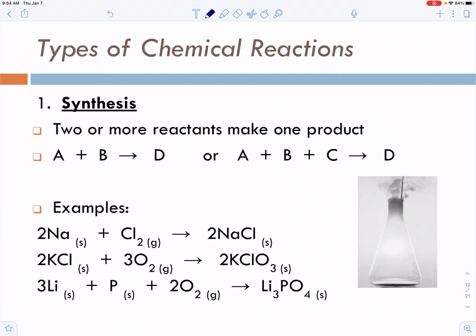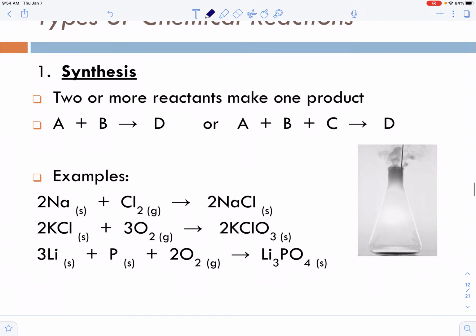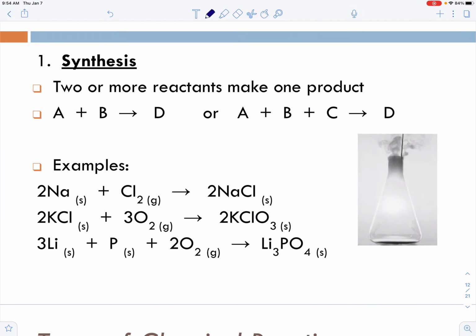These sets of notes are going to go over 5 types of chemical reactions. The first one I'm going to talk about is synthesis. Synthesis is what happens when you have 2 or more reactants and you make one product.